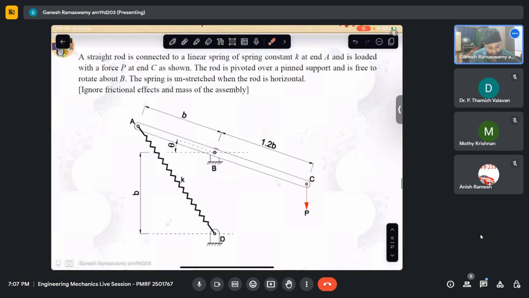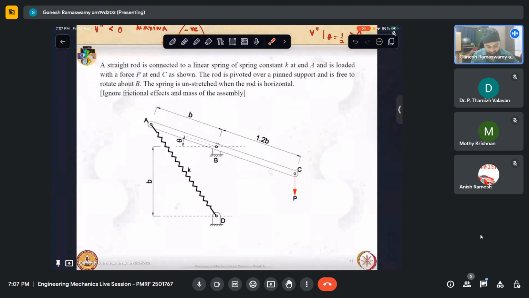Okay, so now let us solve this interesting problem. A straight rod is connected to a linear spring of spring constant K at A. So I have a bar like that, and then I have connected it to the spring, and this is pinned at D and is loaded with a force P shown here. And I can see that this is 1.2 B, this is B. Now this is given to be theta, and it is pivoted here. The rod is pivoted.